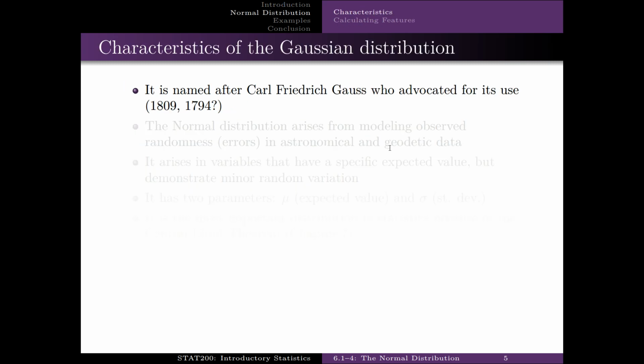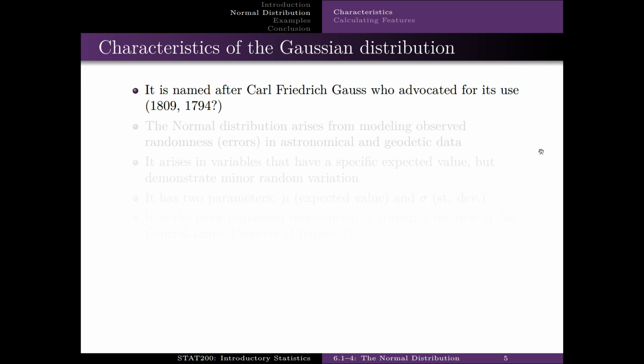The Gaussian distribution was named after Carl Friedrich Gauss, who advocated for its use, aka created it, or at least we think he created it. Those who stem from the German school of thought think he created it. His first paper, though, was 1809. It was Laplace who published a paper earlier than that using this distribution.